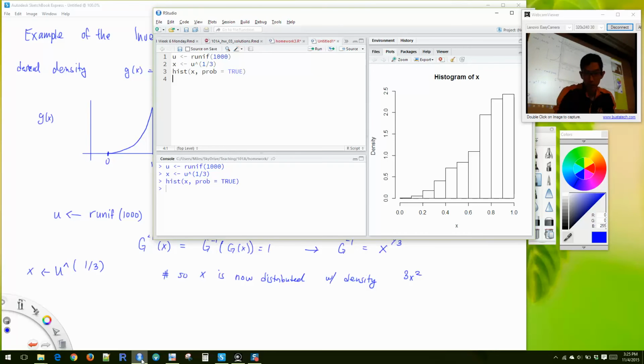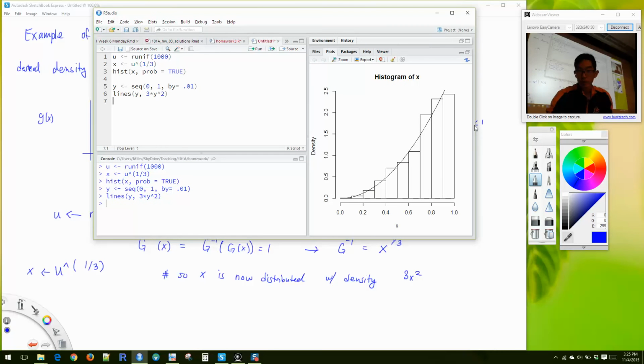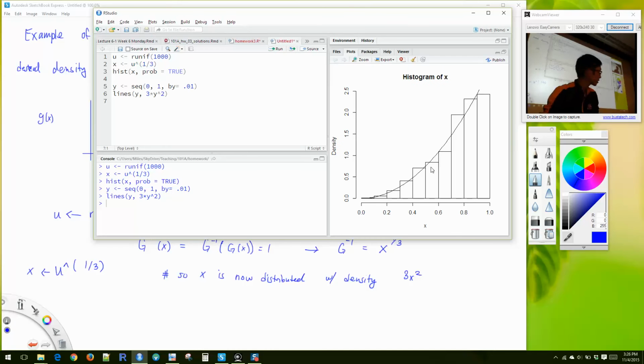So this gives us our density here, and then we can add a curve. We're going to do lines of a sequence y from 0 to 1, incrementing by 0.01, and then lines of y against 3 times y squared. So this will add a density curve here. This is after 1,000 random draws. We can see the randomly generated numbers kind of fit our density. If I did 10,000, it would probably give me a better fit.